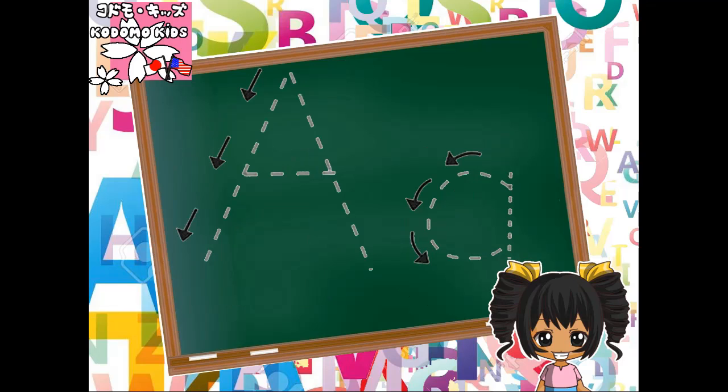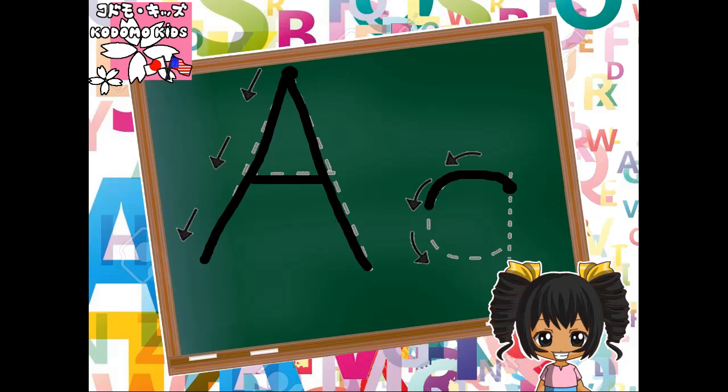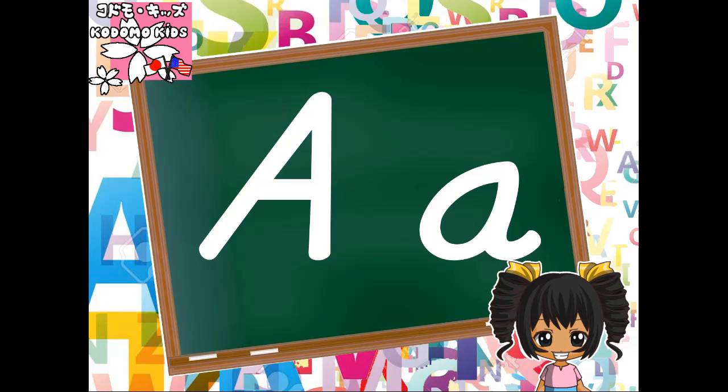Let's write the letter A. Big A starts at the top. Ready? 1, 2, 3. Big A. Small A starts here. Around, up, down. Small A. Big A, small A.